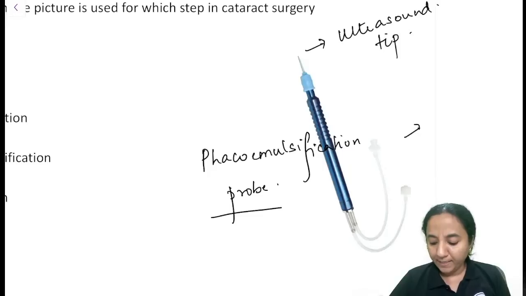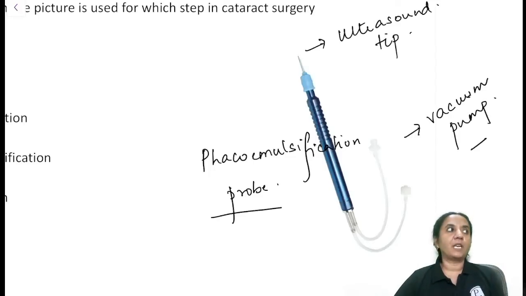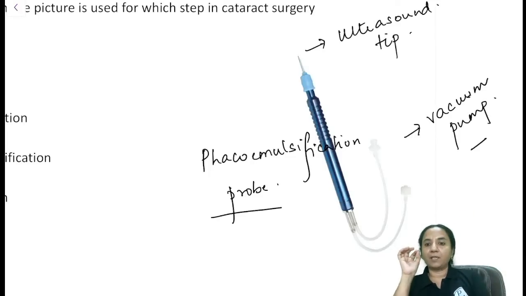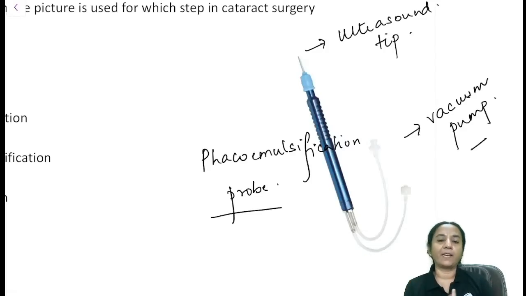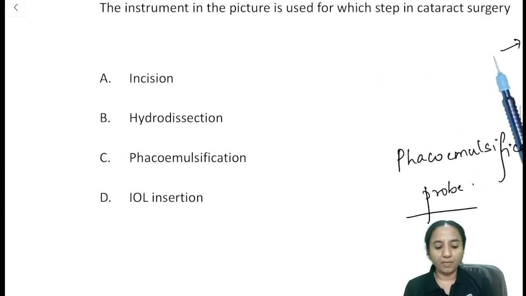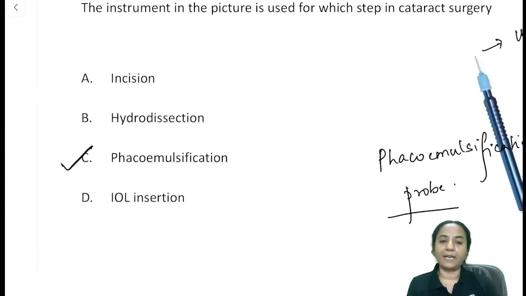And these tubings are connected to the vacuum pump of the phaco machine. So the tip emulsifies the nucleus and the vacuum pump aspirates it. So what exactly is this? This is the main step of phacoemulsification cataract surgery, that is the management of the lens nucleus. So it is used for phacoemulsification, that is emulsification and aspiration of the lens nucleus.